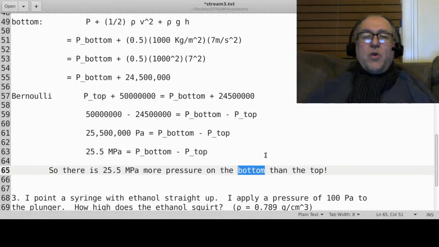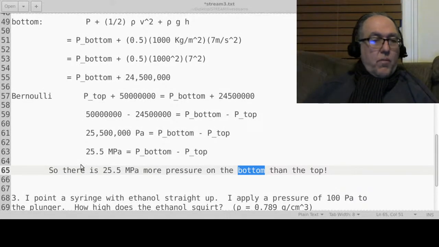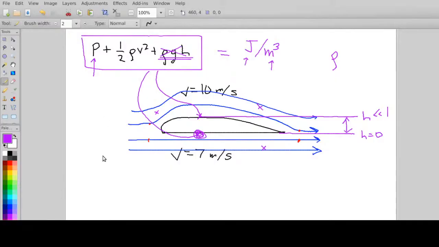Notice there's more pressure on the bottom than the top. And what does that mean? Let's go back to the picture here. I know it's getting a little bit messy, but let me just show you. The pressure on the bottom is bigger than the pressure on top. So there is pressure on top and there is pressure on the bottom, but the pressure on the bottom is bigger. That means there's an overall upwards pressure. That's one of the things that contributes to giving lift to a wing.